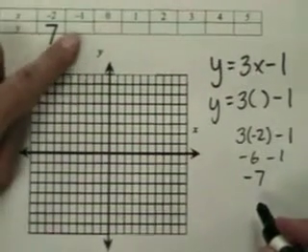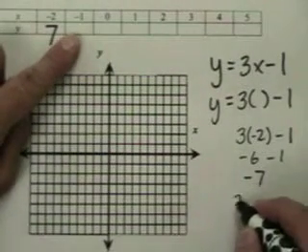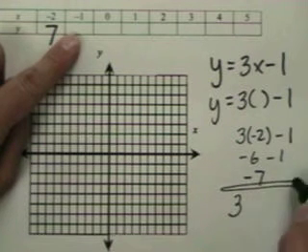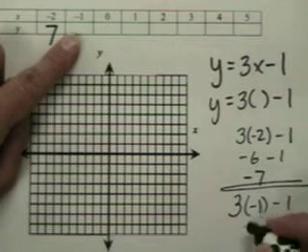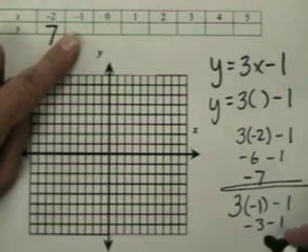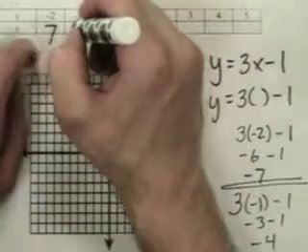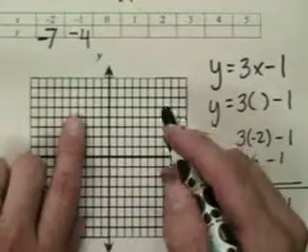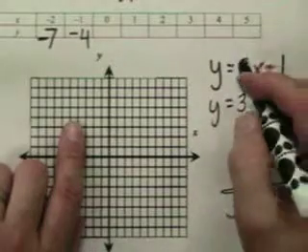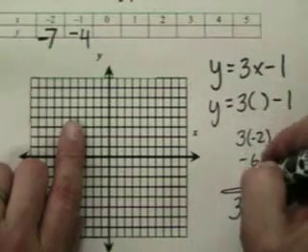Okay. The next one is 3 times something minus 1, and this time that happens to be negative 1. Negative 3 minus 1 is negative 4. So I'm going to put negative 4. Did I forget to put a negative on the 7? I did. Okay, now I'm going to keep going.